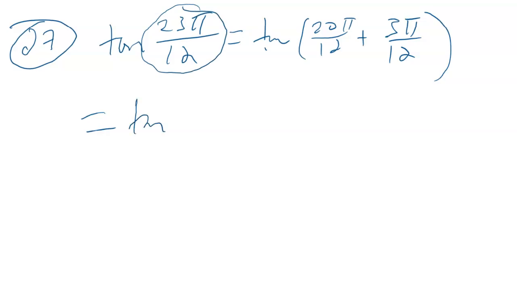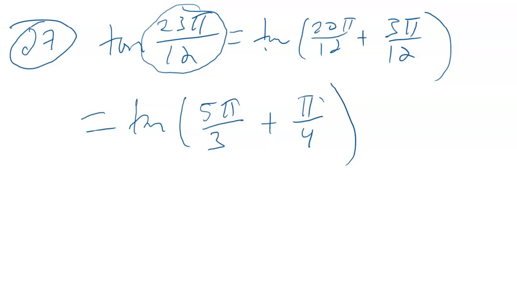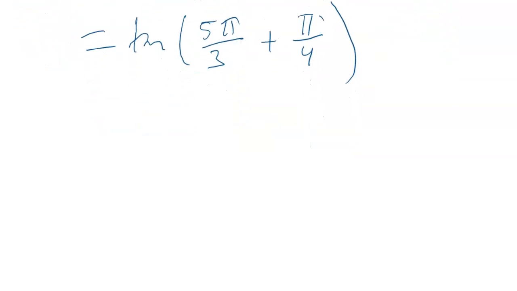So anyways, we got tangent of 20 pi over 12. So I'm going to reduce this by 2. I guess I can reduce it by 4. Yeah, this is 5 pi over 3 plus pi over 4. I'm more familiar with the unit circle and radians, but we'll see.